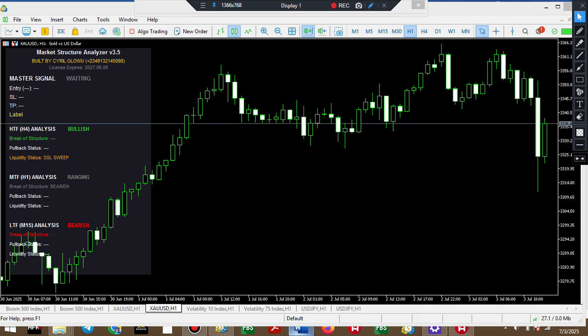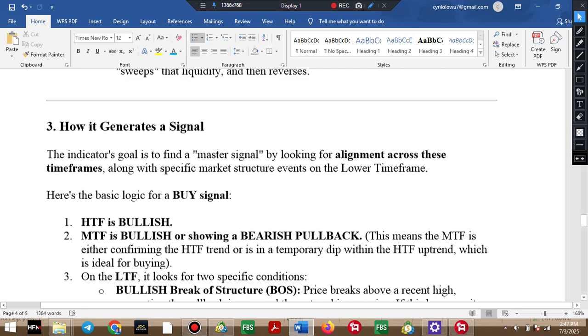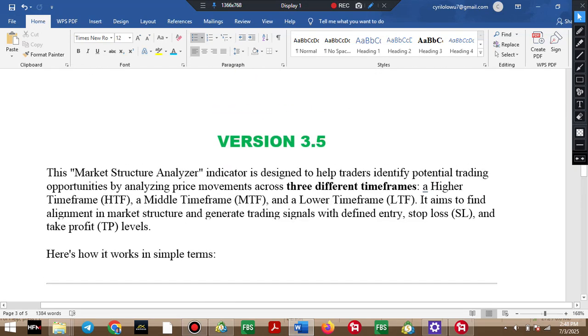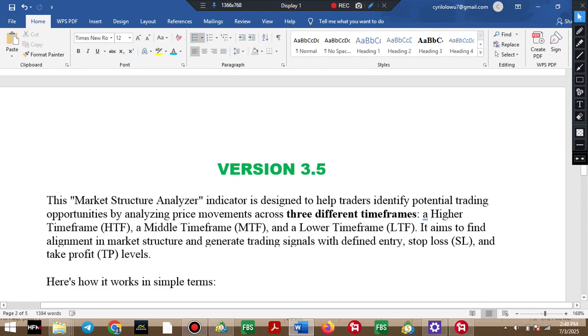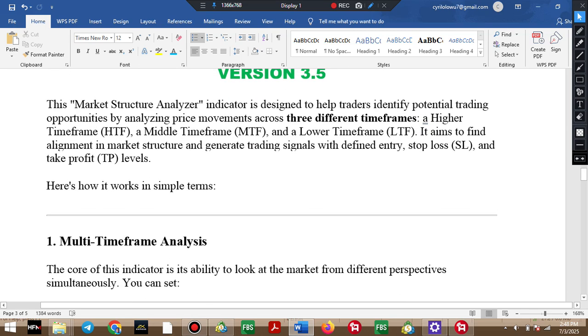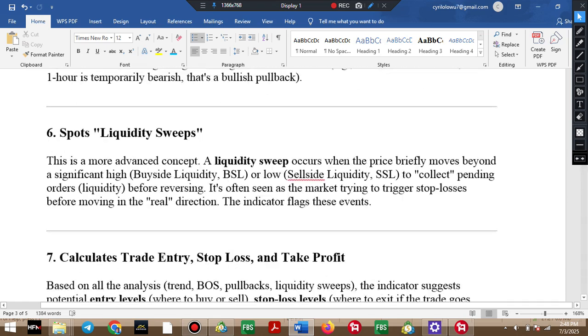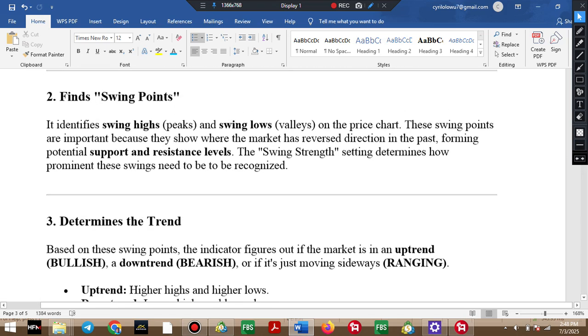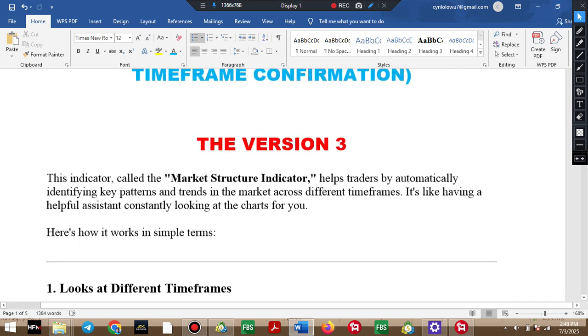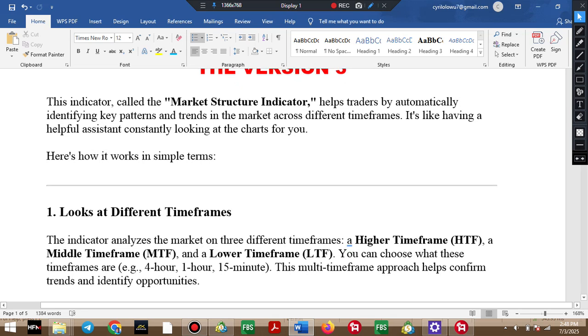So the difference is that the version 3.5 analyzes the chart thoroughly before it gives signals. While the version 3 is still analyzing the 3 time frames, but it will give you signals based on what their particular time frame is.